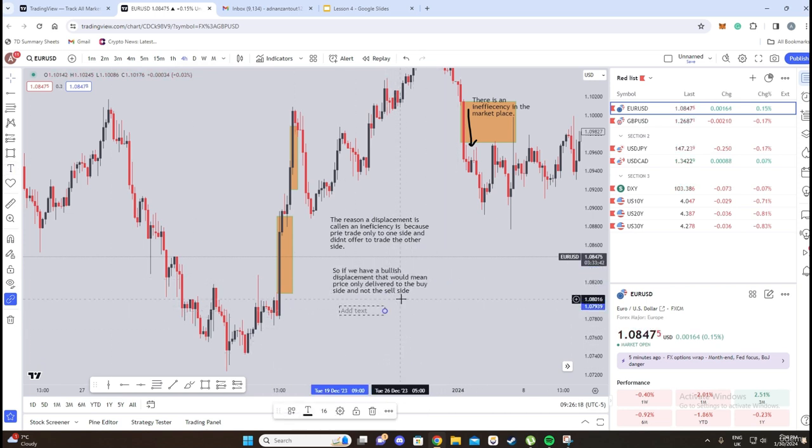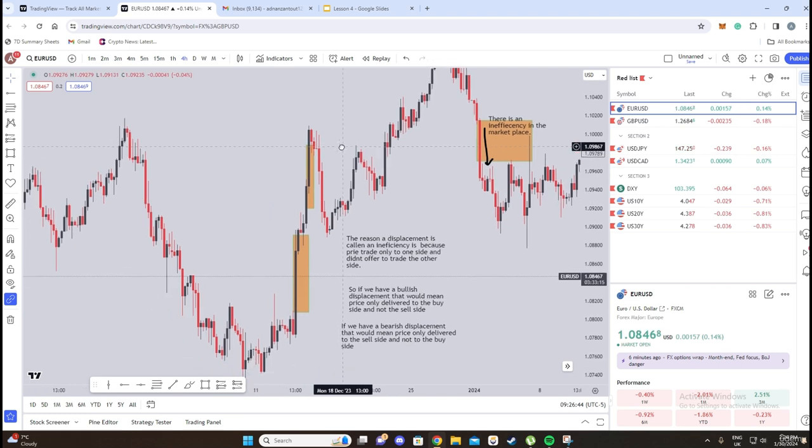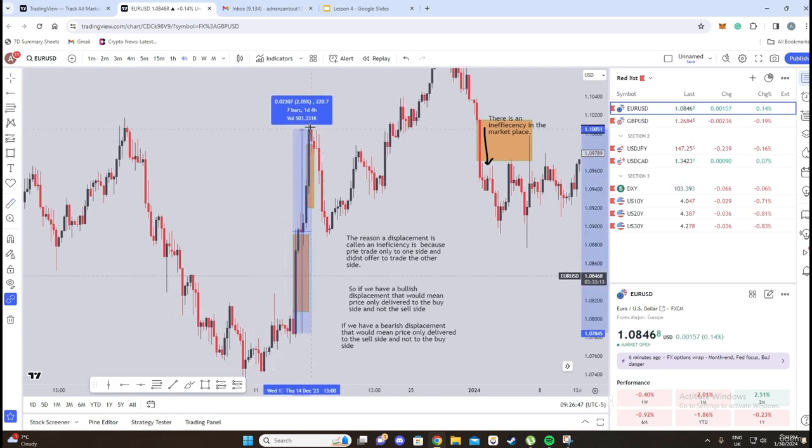And the opposite if we have a bearish displacement. If we have a bearish displacement, that would mean price only delivered to the sell side and not to the buy side. So that means that the market is going to be drawn to fill that level of inefficiency. So here we can see strong bullish displacements higher, right?